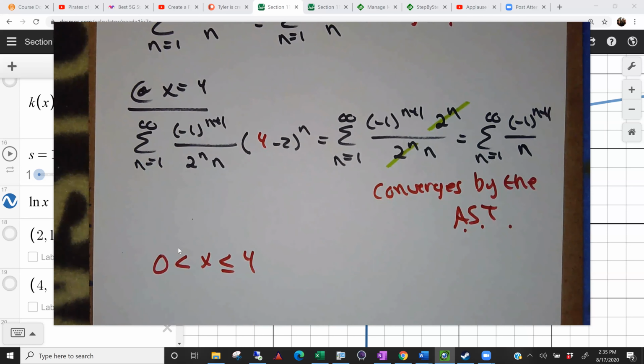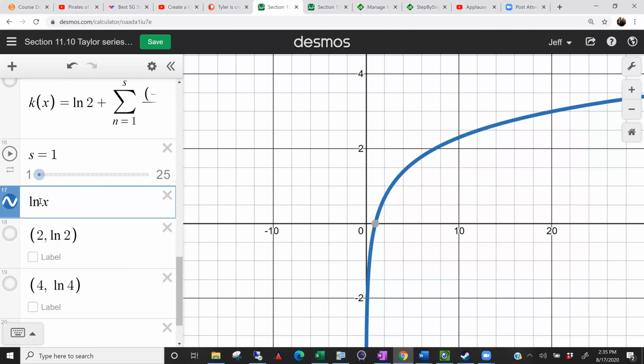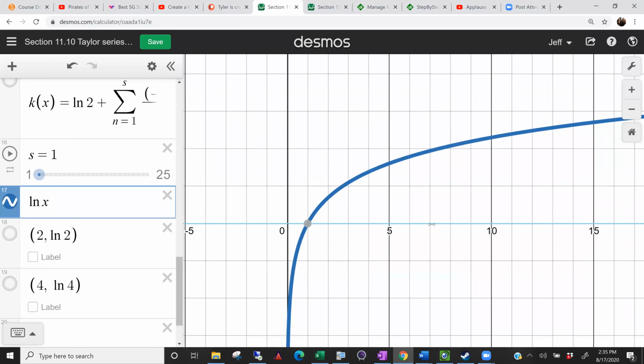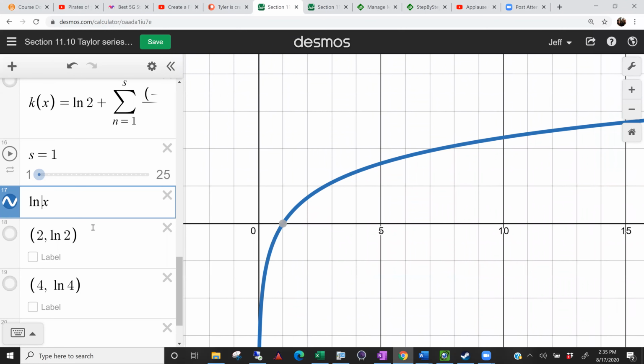Let's just actually take a look and see what it means that it converges in this interval. So here's your function, ln of x, and we expect pretty good convergence near 2. So let me zoom in on this a little bit. There we go. So there's the center of our interval of convergence. Here's one of the endpoints. The other one is down at negative infinity, so we won't be able to see what's going on there.